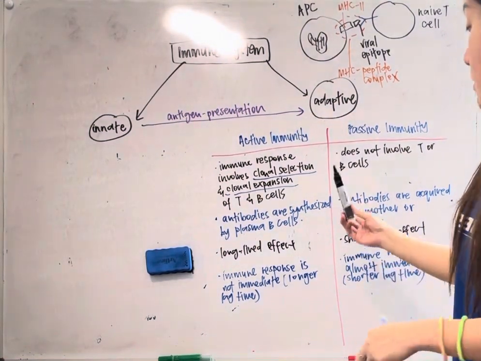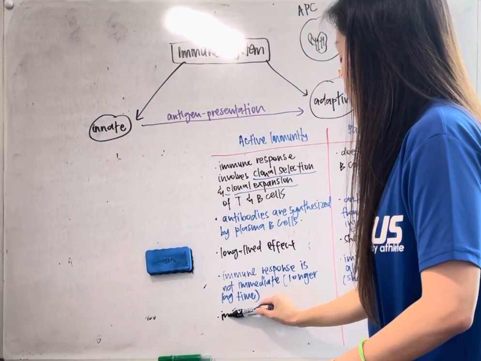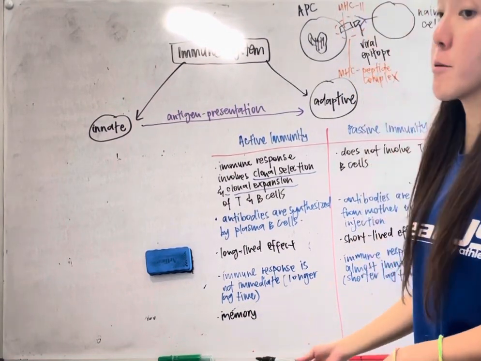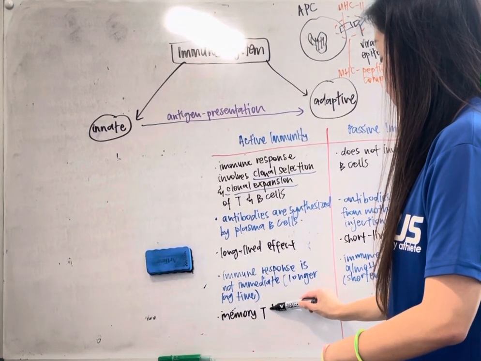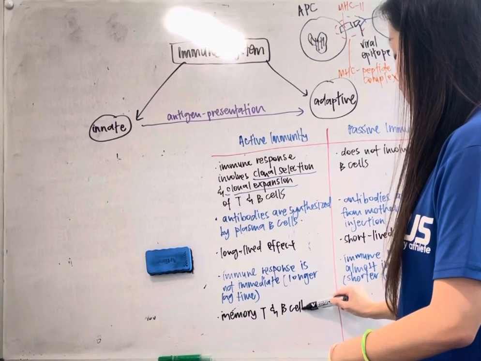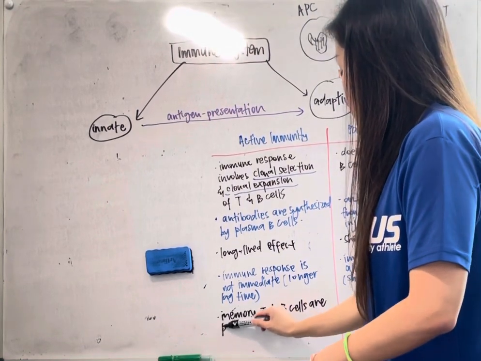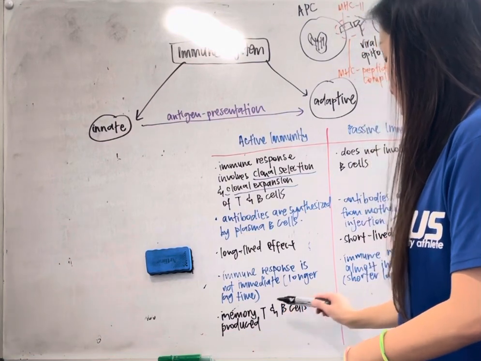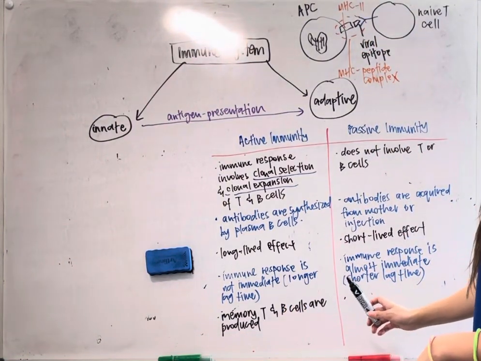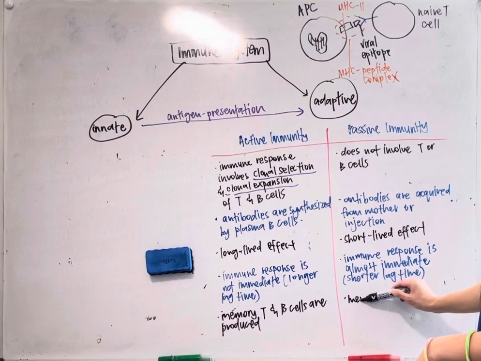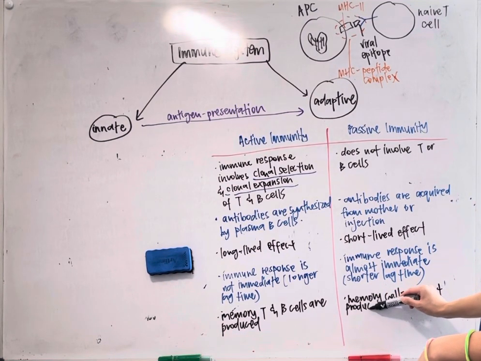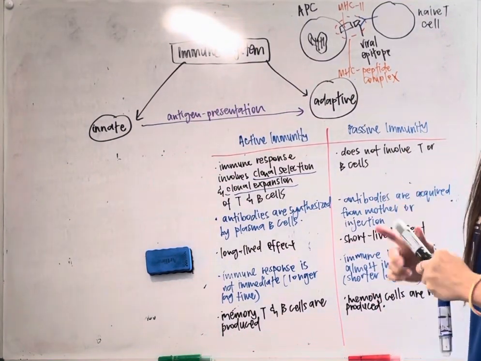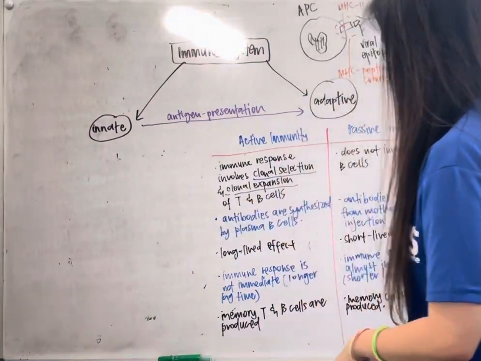Next one, hopefully you know, memory cells. Memory T and memory B cells are definitely going to be produced. This one, hopefully you know, memory cells are never ever produced. Let's go through a revision first before I talk about the last one.